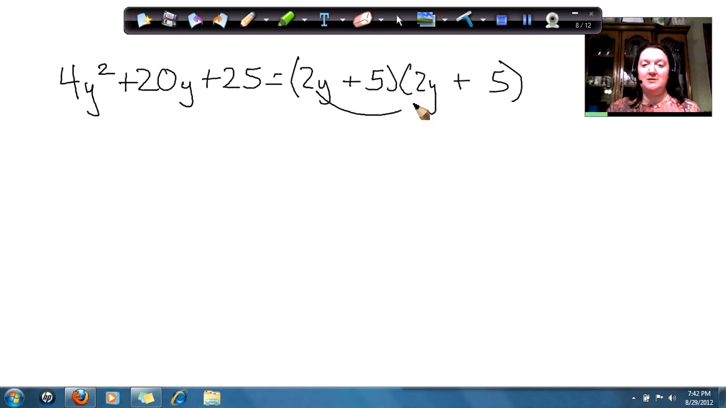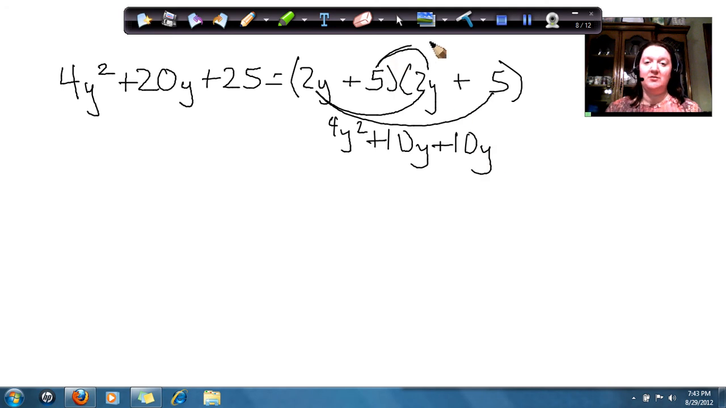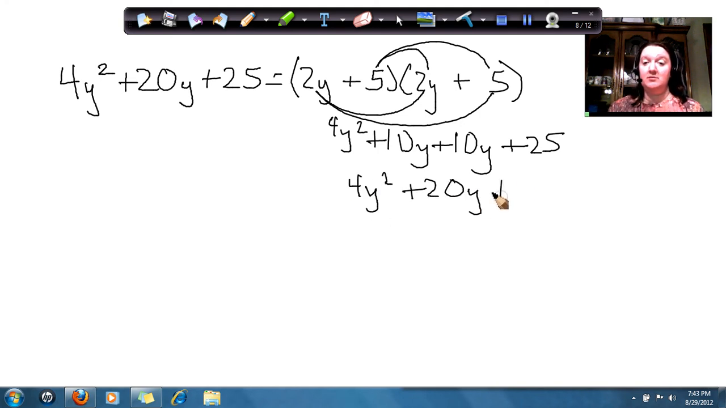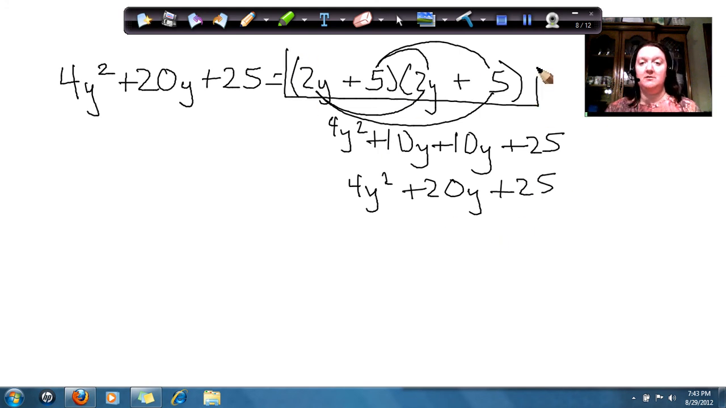So now when we multiply these together, you're going to get 4y squared. Multiply these together, it's plus 10y. Multiply your insides, that's another plus 10y. And if we multiply your last, that's plus 25. So if we combine our like terms, we get 4y squared plus 20y plus 25. So I know that I factored it correctly because they were perfect squares and we could take the square root. Let's look at another example.